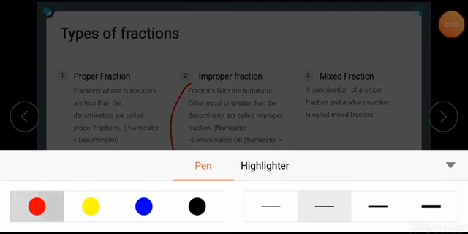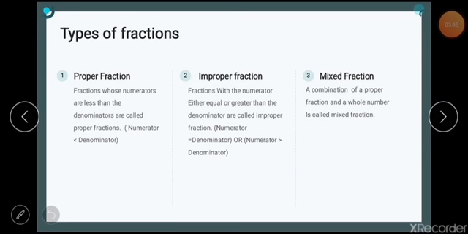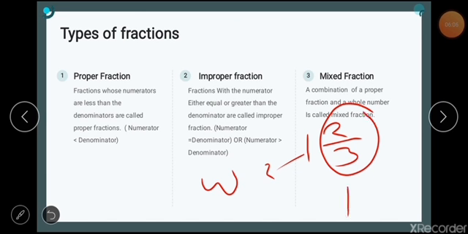What is a mixed fraction? A combination of a whole number and a proper fraction is called a mixed fraction. Suppose, for example, I am taking 1 2/3. This 1 represents the whole number and this 2/3 represents the proper fraction. So a mixed fraction is represented in the form of a whole number and a proper fraction.